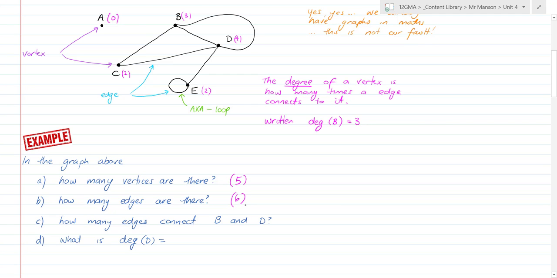How many edges connect B to D? 2. Excellent. And what is the degree of D? And you'll notice here the notation. So we write degree brackets D. That's asking us to work out the degree of that vertex. If this was a road system, we might actually name them with town names. So you might have degree Beaudesert, and you have to work out how many major roads go in and out of Beaudesert. How many edges are connected to that vertex?